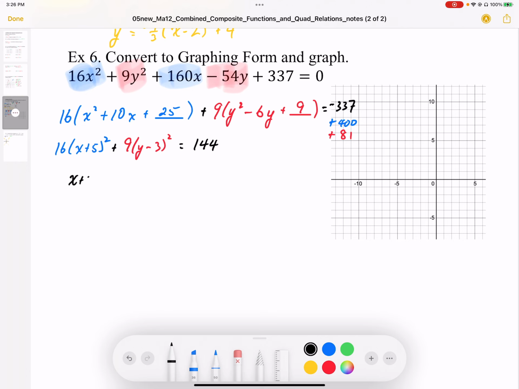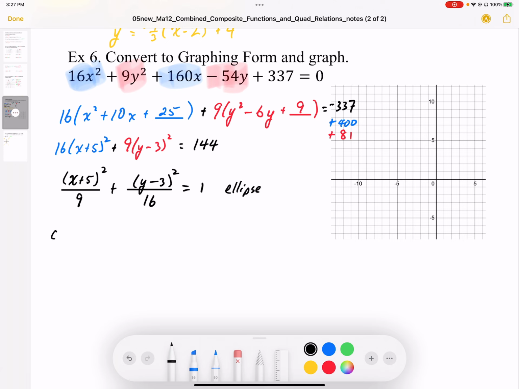Okay, so then I'm going to write this in my graphing form. It's going to be (x plus 5) squared. I'm going to divide both sides by 144. So 16 over 144 simplifies to 1 over 9. 9 over 144 is going to simplify to 1 over 16. And that's equal to positive 1. There is my ellipse. So this is an ellipse.